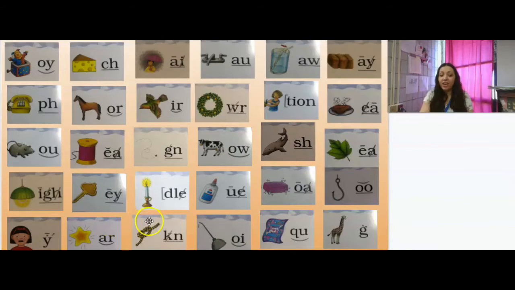combination AR, not, ghost digraph KN, oil, OI, diphthong OI, quilt, qu, combination QU, and remember, giraffe, J. We have soft G.